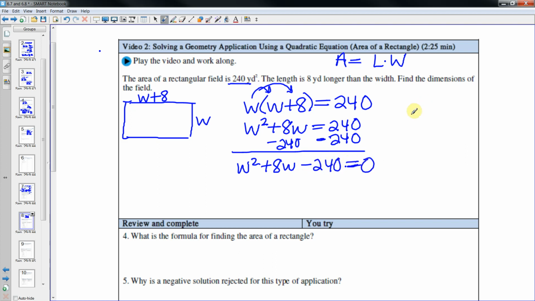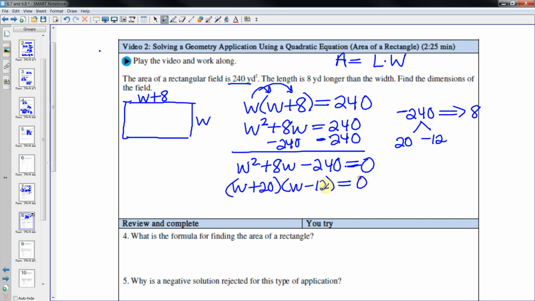So to factor that, I need to find factors of negative 240 that add up to 8. And in the essence of time, I have already done that. The two factors are 20 and negative 12. So I'm going to come down here. W plus 20 and W minus 12 equals 0. So W plus 20 equals 0. Subtract 20. So W equals negative 20.